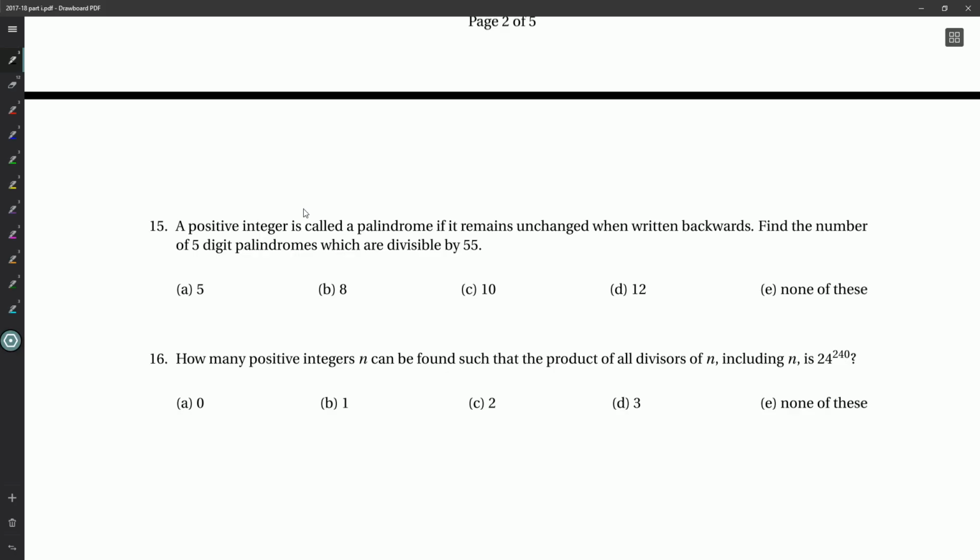Root Beer here looking at question number 15, our penultimate question on the 2017-18 Part 1 Alberta Math Contest. Quite a mouthful every time. A positive integer is called a palindrome if it remains unchanged when written backwards and forwards. Okay, so 1, 2, 3, 4, 3, 2, 1 is a palindrome, because if I wrote it in reverse, I'd get the same thing.